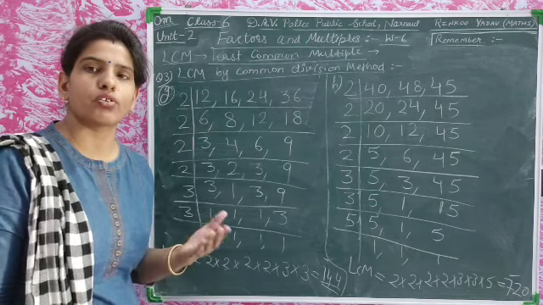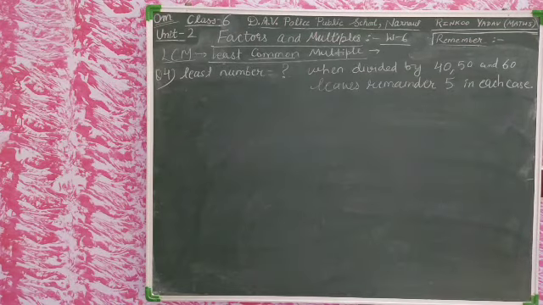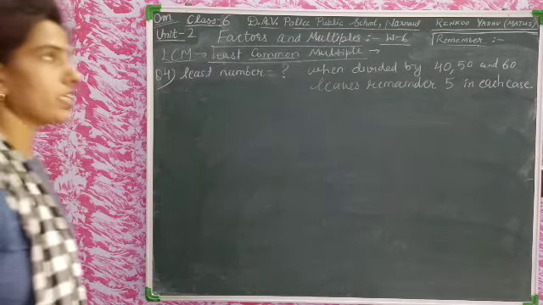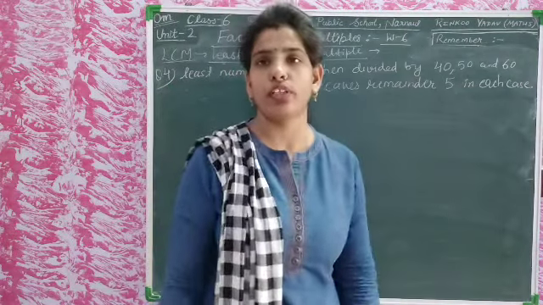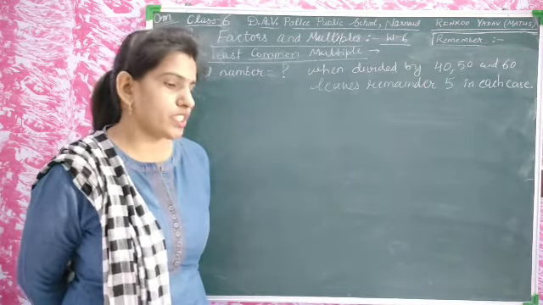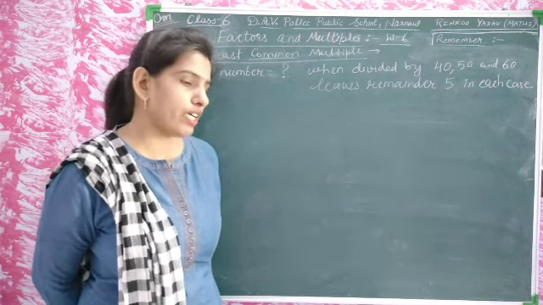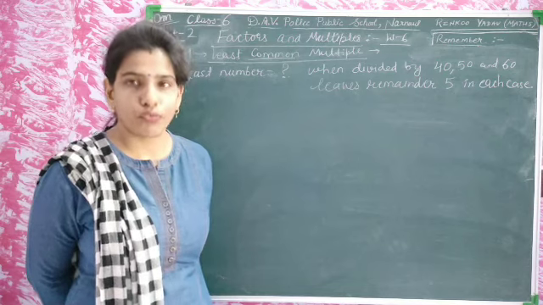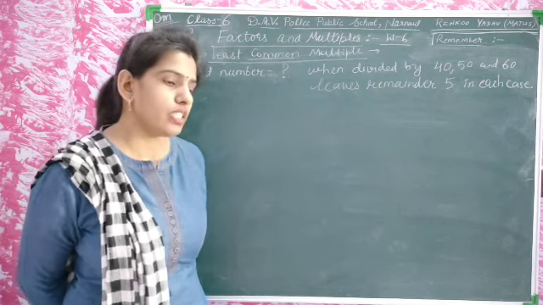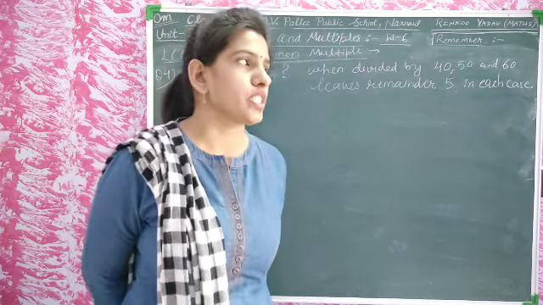Okay students, now we will go to the next question. Let's see there. Now students, there is question number 4. In question number 4, it is asking: find the least number which when divided by 40, 50 and 60 leaves remainder 5 in each case.